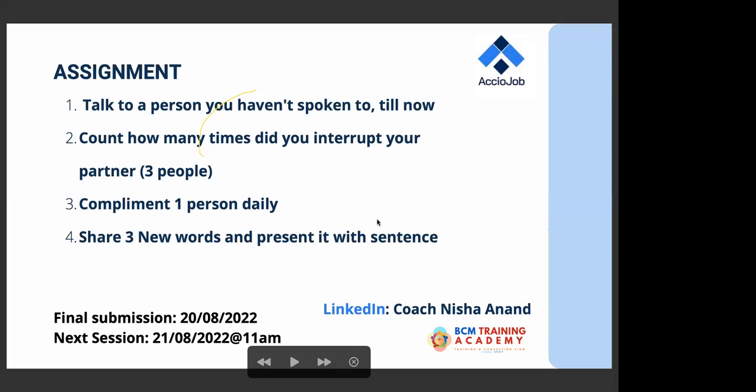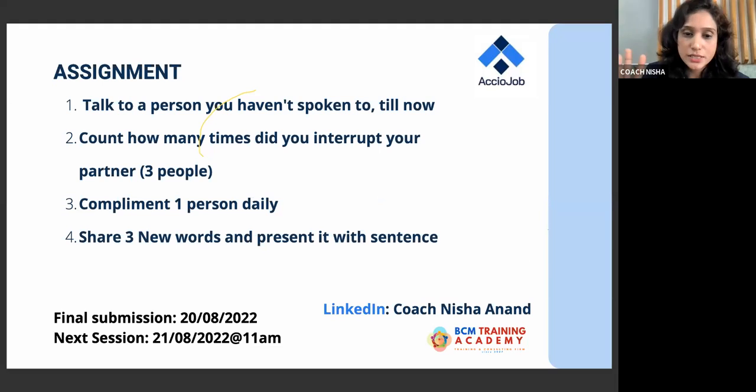And the fourth one, new words, at least 3 new words. Make a record of 3 words and a sentence using those 3 words.